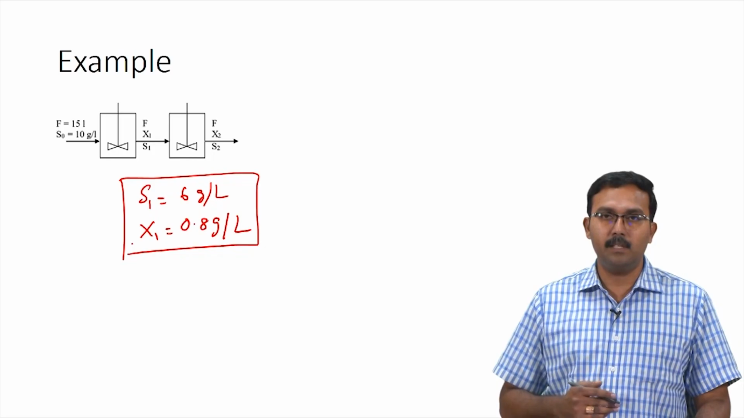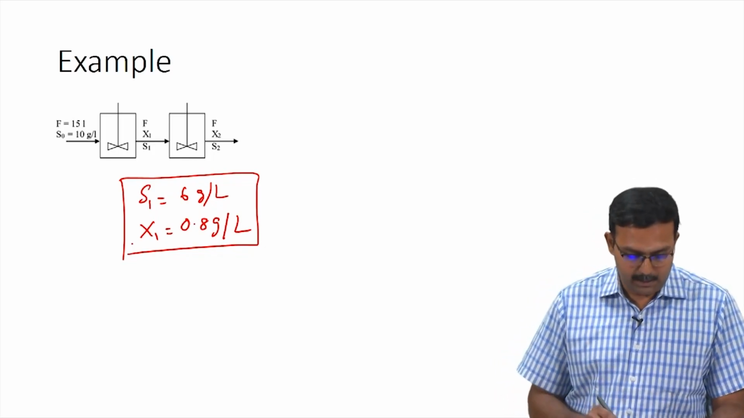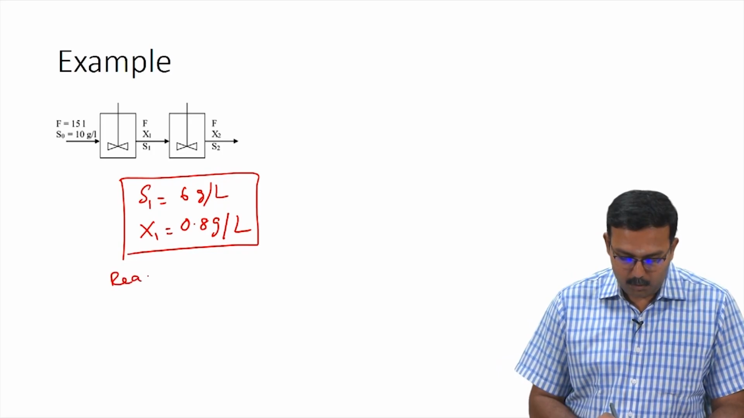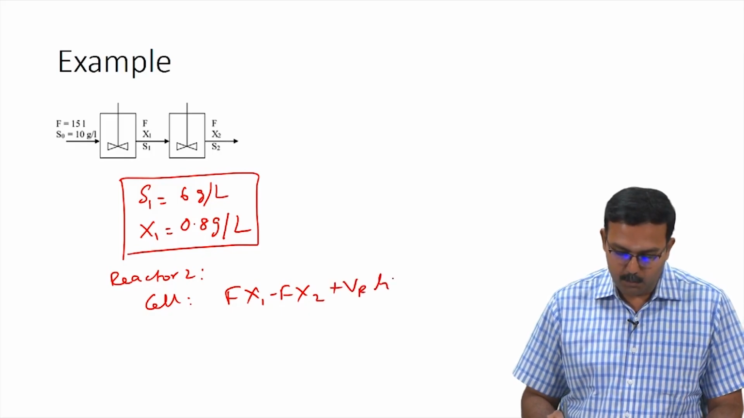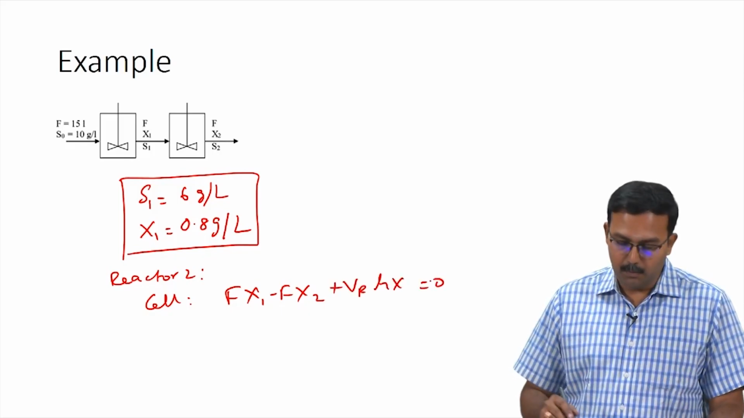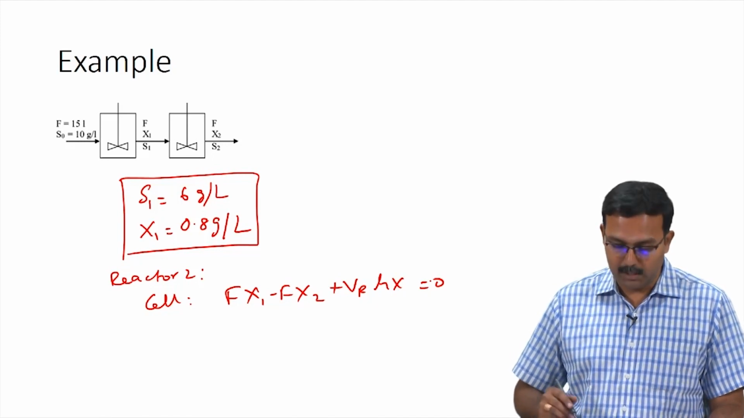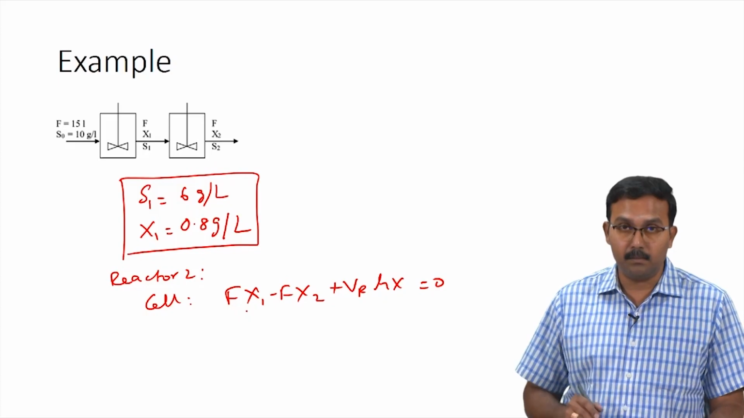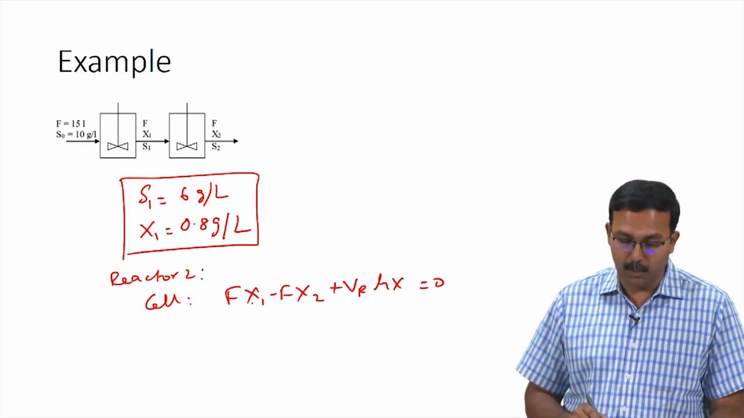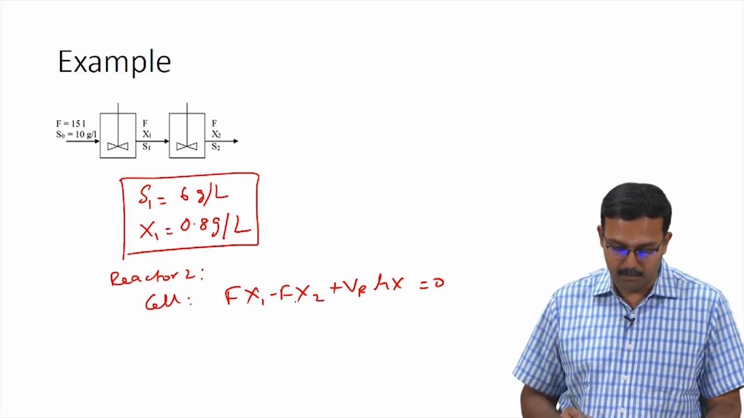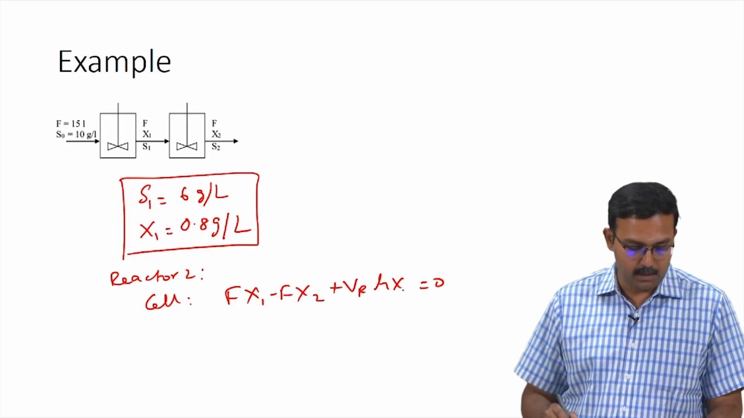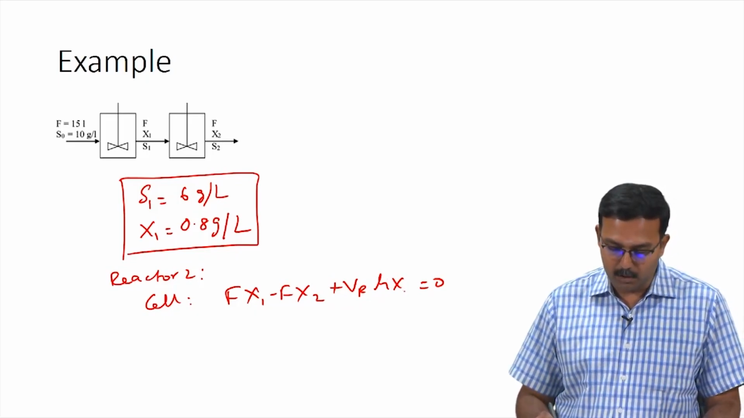Now, let us write the balance equations for the second system, reactor 2. We can write a cell balance. The cell balance would be Fx1 minus Fx2 plus Vr mu x equals 0. Here we are assuming there is no cell death or accumulation because it is steady state. So, we have Fx1 as the biomass entering the system, Fx2 is the biomass leaving the system, and Vr mu x is the biomass which is being generated. So, this would be mu x2.